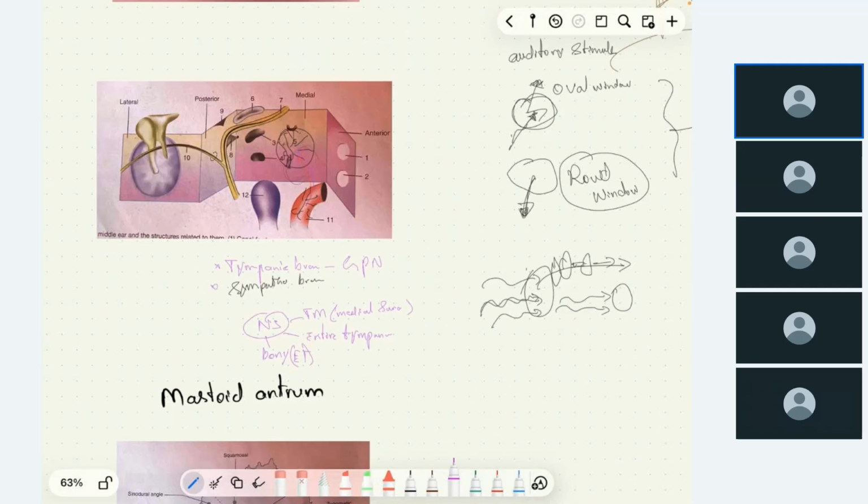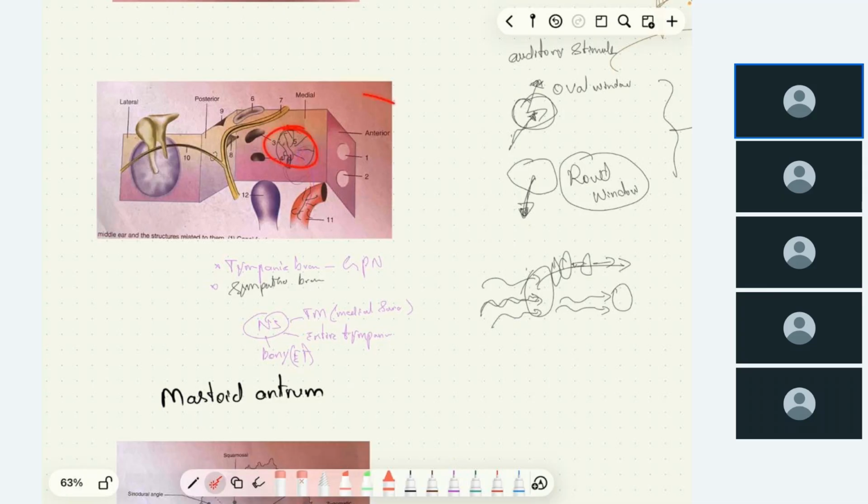It also carries secretomotor fibers for the parotid gland. You can note this point. Section of the tympanic branch of the glossopharyngeal nerve can be carried out outside the middle ear in case of Frey syndrome. Okay, let it be. The course of secretomotor fibers in the parotid is not important. The tympanic plexus is asked as a 3-mark question.